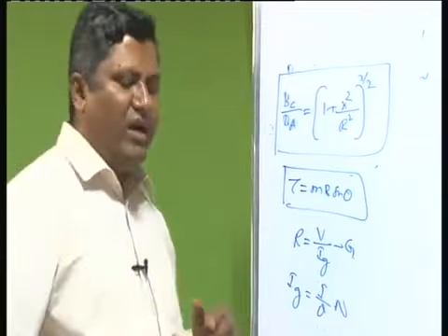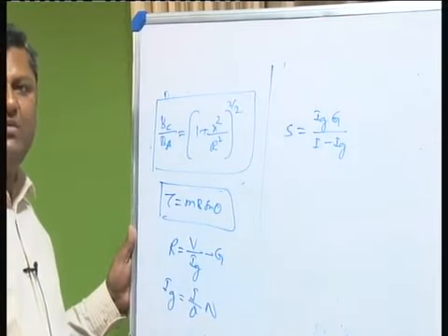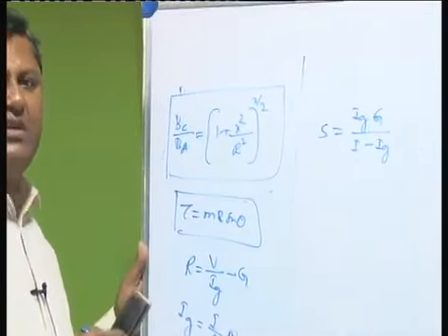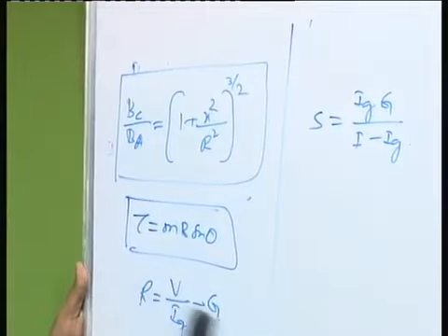Here S is called the shunt resistance, which is always in parallel with the galvanometer, and Ig is again the current required to produce full scale deflection. G is the resistance of the galvanometer, and I is the range of the ammeter. Here V is the range of the voltmeter, but here I is the range of the ammeter. So using these expressions we can convert a galvanometer into a voltmeter as well as into an ammeter.